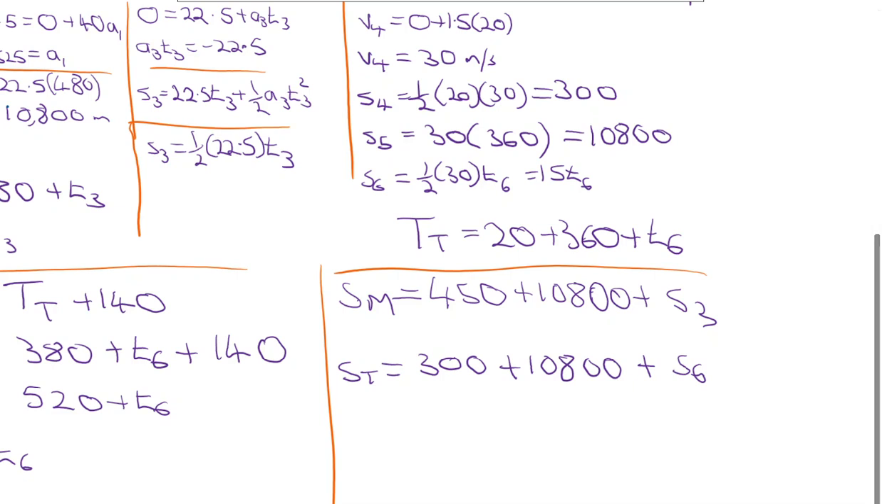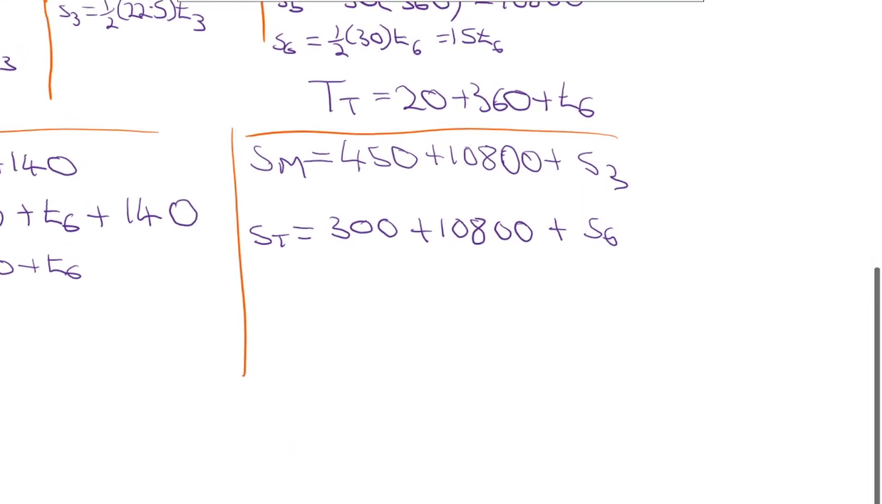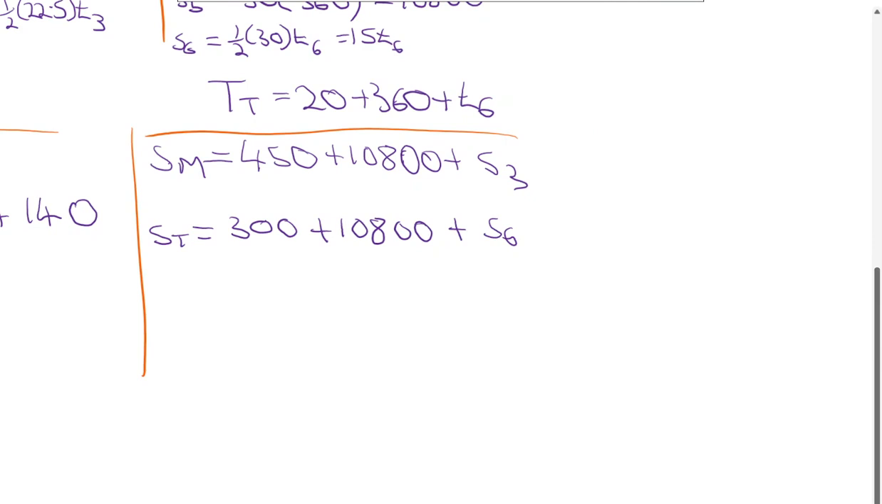So what do we do? Wait a minute, we know S6 is 15 T6 and we know S3 is that. So actually let's put both of those in. And we know these things are equal to each other because they're the same distance. So let's do all of that in one go. So we'll put the distance on Monday.